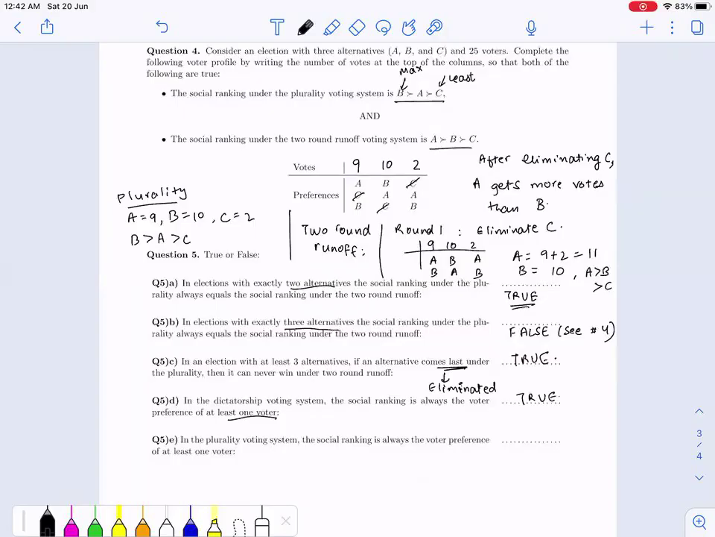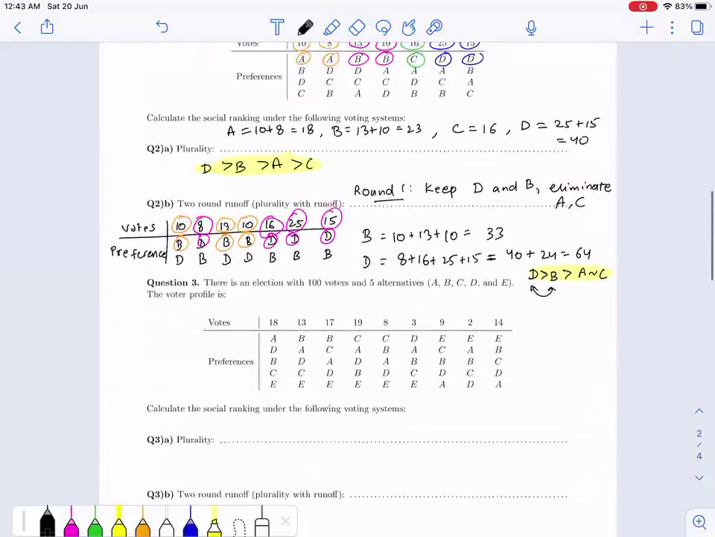The one voter for which the social ranking equals their preference is the dictator in particular. Okay. So the last one says that in a plurality voting system, the social ranking is always the voter preference of at least one voter. This is not true in general. And you can see maybe problem 2 as an example.